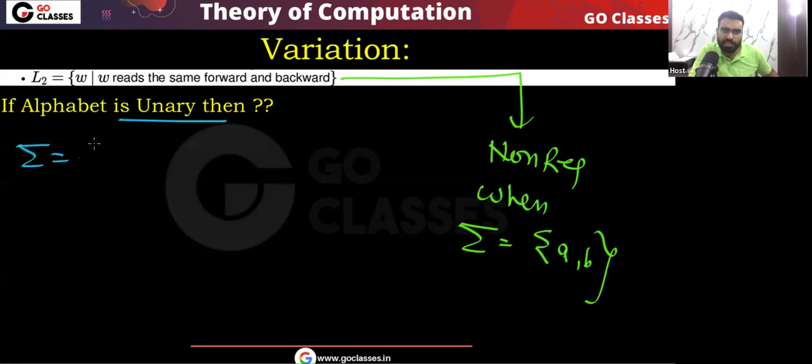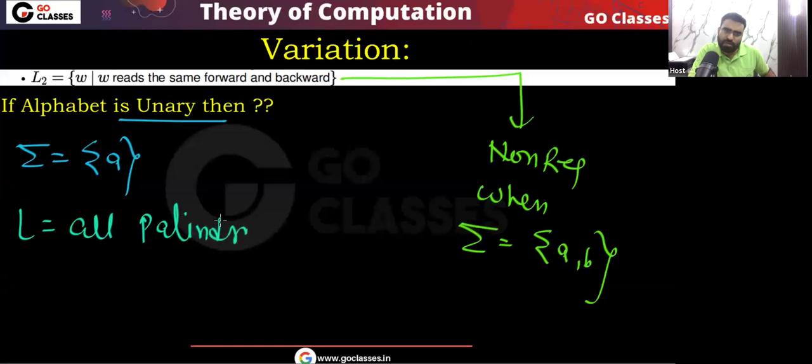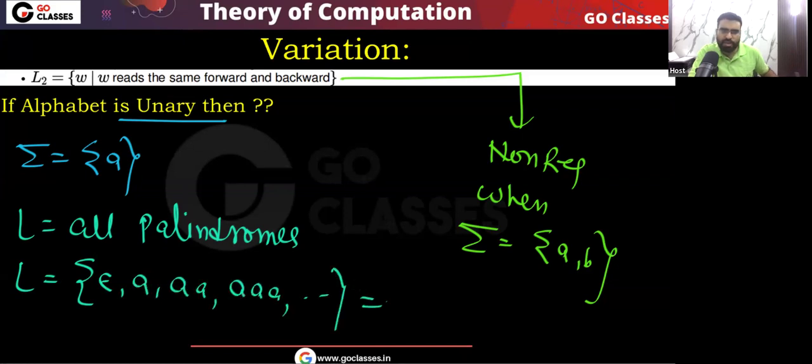For example, if your alphabet is A, then which are the palindrome strings? This is the set of all palindromes. So can you give me the palindrome strings? What will be palindrome strings? A will be palindrome, the empty string also will be palindrome, double A will be palindrome, triple A will be palindrome. So can I say that you got A star, which is regular? Okay, is this point clear?